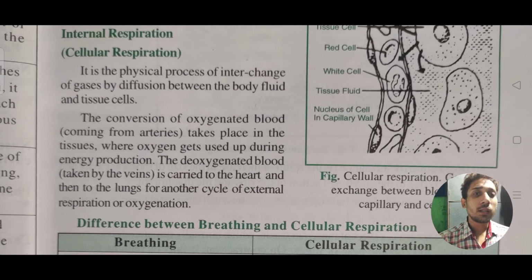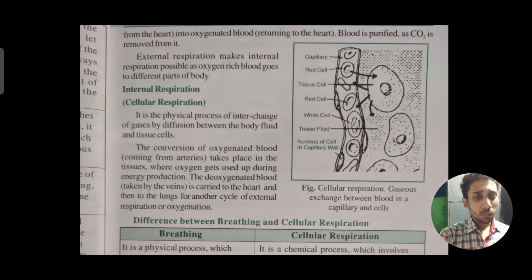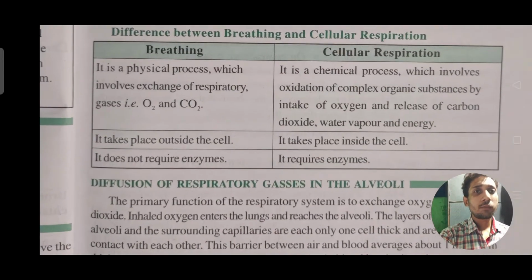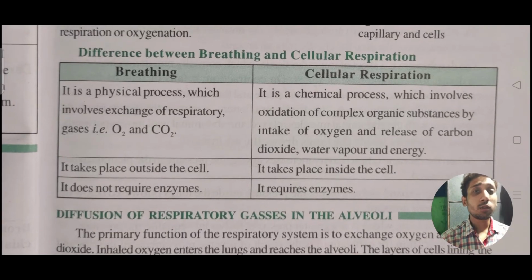and thereafter oxygen gets used up during energy production. Thereafter, we can also see that the deoxygenated blood taken by the veins is carried to the heart, and then it is pumped to the lungs so that the lungs can recycle the deoxygenated blood into oxygenated blood. So let's see the difference between breathing and respiration, because they are two different things. Breathing is a physical process done by us, that is, we breathe in oxygen and breathe out carbon dioxide.